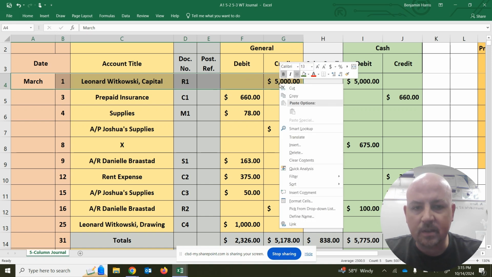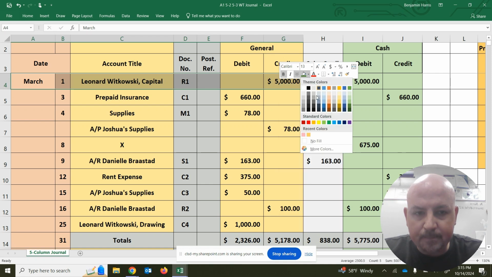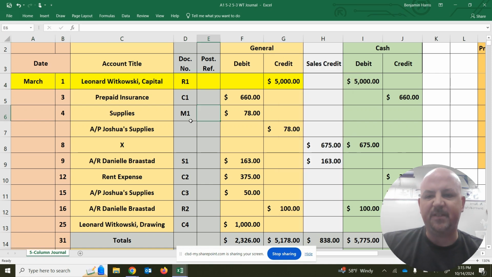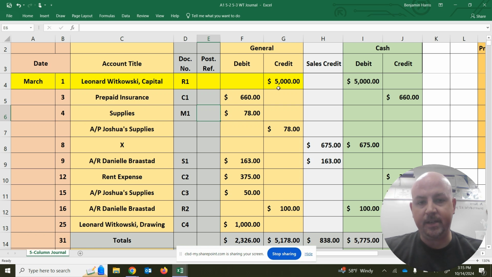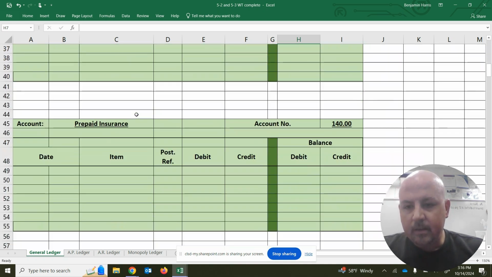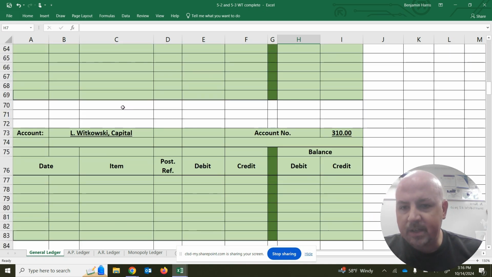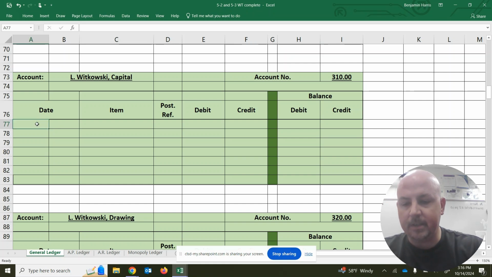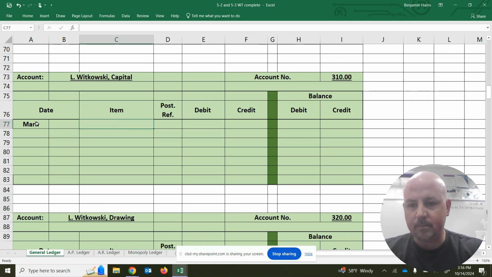March 1st was Leonard Witkowski Capital. This is the one we're doing. It's a $5,000 credit. It's a credit here in the journal, which means it's going to be a credit in the ledger as well. So here we're going to go find Witkowski Capital. And there it is. We're going to put in the date here, which is March the 1st.